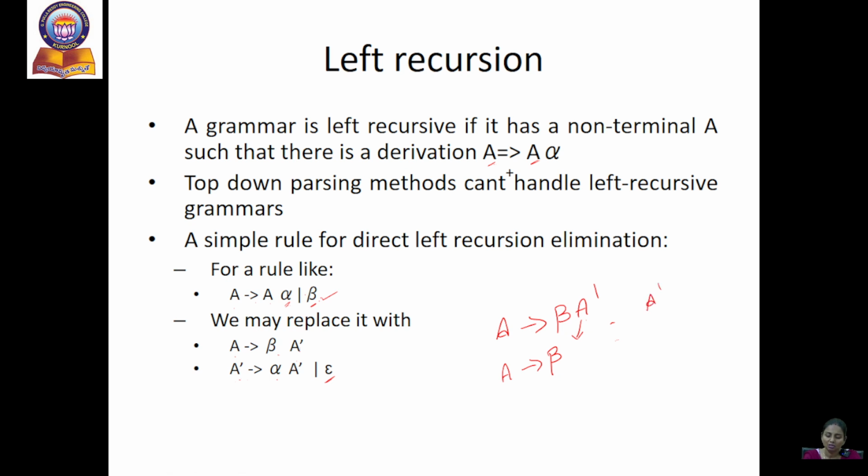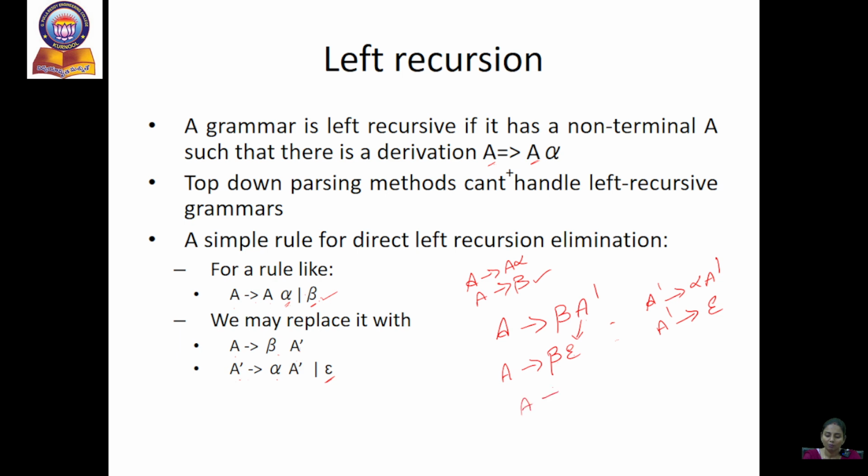A dash derives alpha A dash, or A dash derives epsilon. If I replace A dash with epsilon, what is the meaning of this production? A is only deriving beta. What else do we have? A derives A alpha and A derives beta. The actual production is this one, which I have written in a clear manner. So if I replace A dash with epsilon, then A is deriving beta. What exactly do we have in the given production?